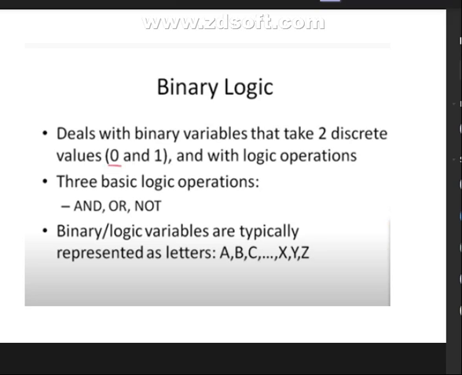But here, if it is the binary logic, then how can it be represented? We can see it as a letter. But the binary logic is going to deal with the binary variables, and it will take only two discrete values, that is either 0 or 1, with some logic operations. The three basic logic operations are AND, OR and NOT. So here these are the binary or logic variables. Typically these are represented by using the letters, that is either A or B or C, or by using the variable X or Y or Z.